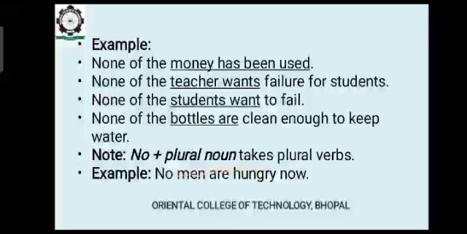Example: none of the money has been used. None of the teachers wants failure for students. None of the students want to fail. None of the bottles are clean enough to keep water. Note, no plus plural noun takes plural verbs. Example: no men are hungry now.